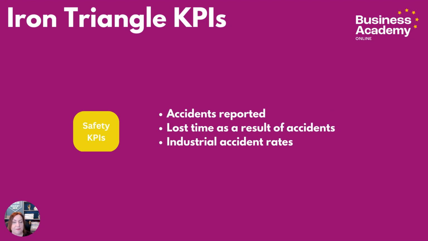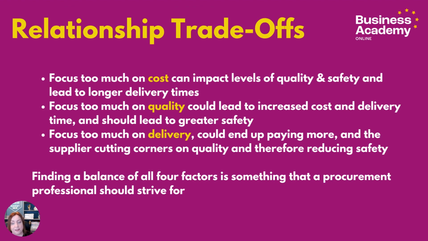And then obviously safety is at the heart of everything. So we could look at things like accidents reported, lost time as a result of accidents, or any kind of industrial accident rates within the safety KPIs. So what I've done is explain what the different areas are, given examples of when you would prioritize one over the other, looked at example performance measures that you could have for each of these areas, and then we'll finish off the question with relationship trade-offs.